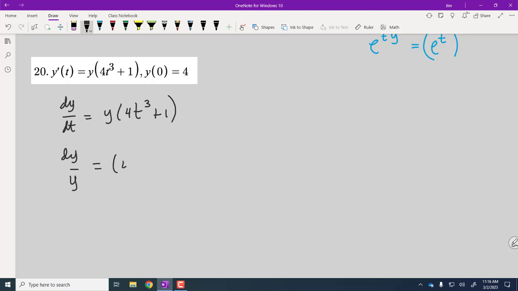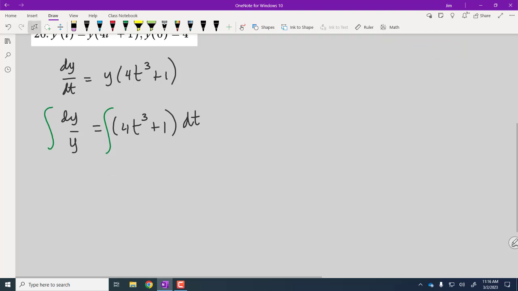So this is going to be the separation of variables. Now the variables are separated. T's on the right, y's on the left. And here's where we can integrate both sides. It feels a little funny because we're integrating one side with respect to y and one with respect to t, but it works. So on the left, we get natural log absolute value of y.